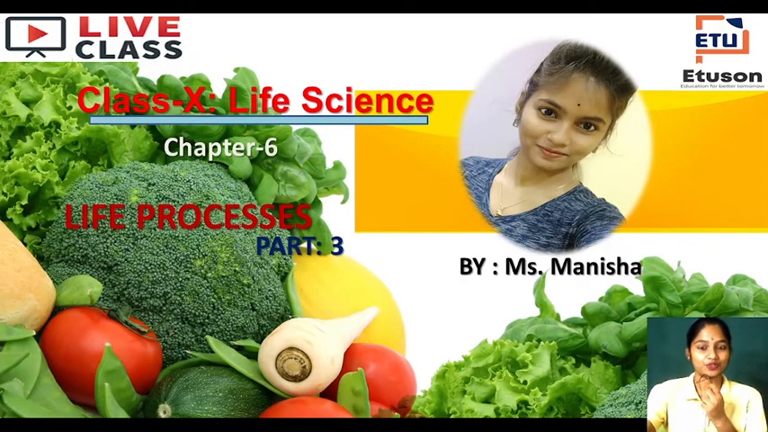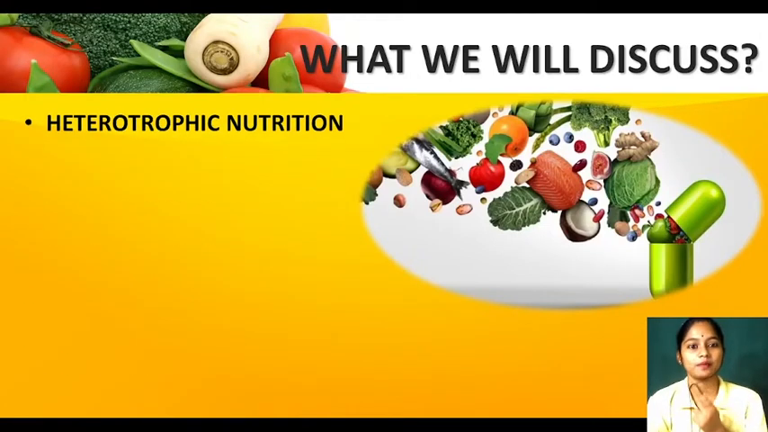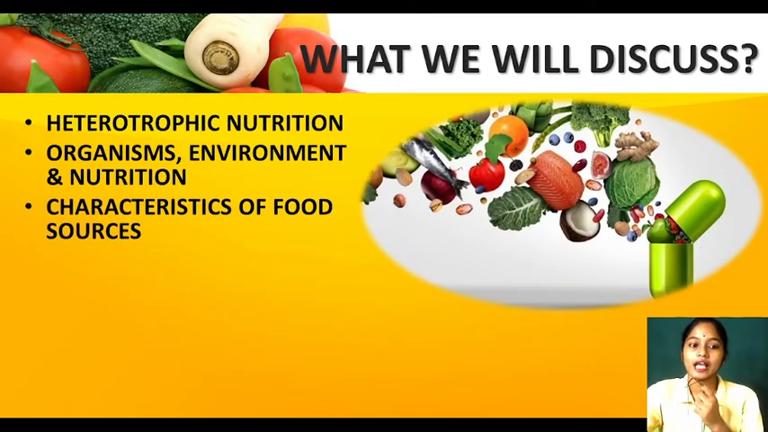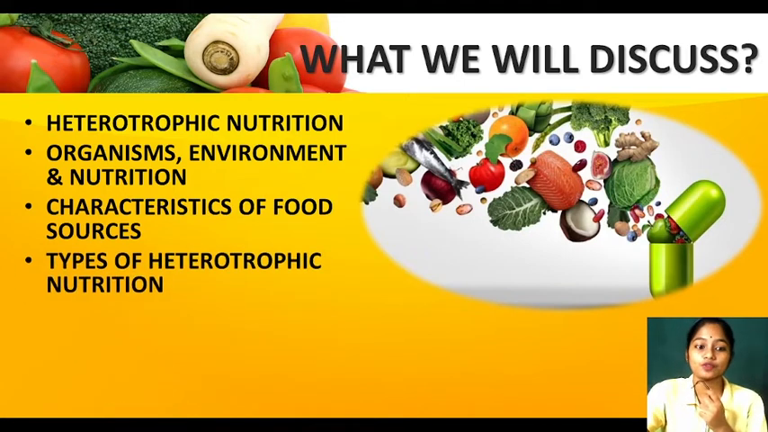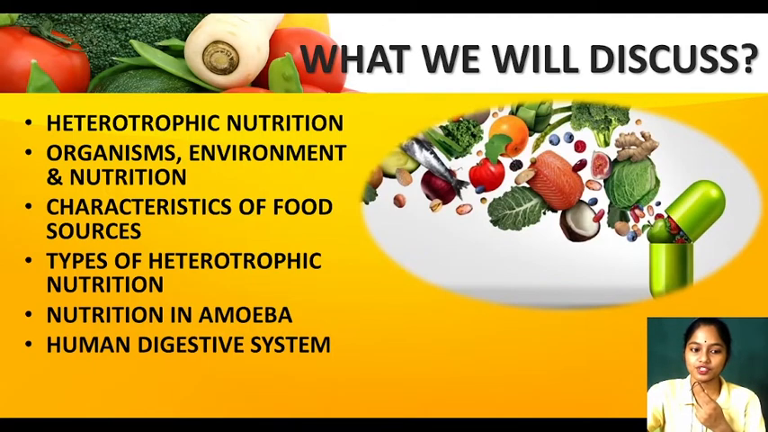So let's move ahead to today's class. First, what will we discuss? We will discuss heterotrophic nutrition. In the previous classes, we discussed autotrophic nutrition. Today we'll discuss heterotrophic nutrition, how organisms, environment and nutrition are related, the characteristics of food sources and the different types of food sources, and types of heterotrophic nutrition, which we have discussed earlier but today in a lot more detail. We'll also cover nutrition in amoeba, the single celled organism, and the human digestive system. Clear?